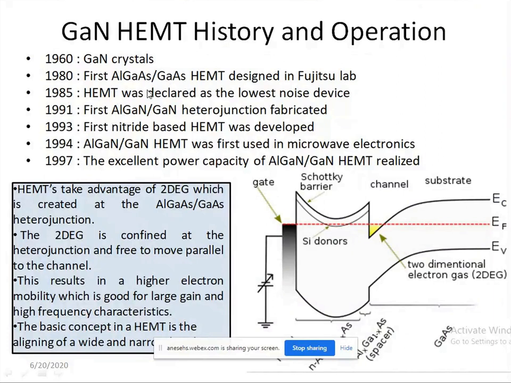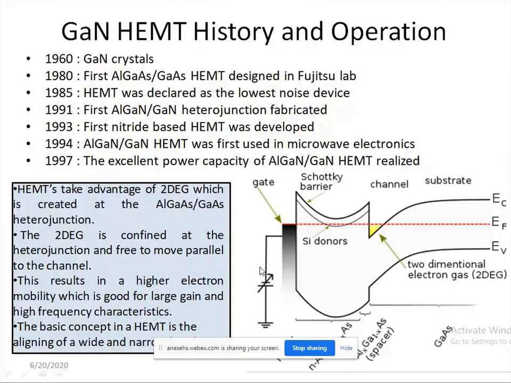Now, HEMT was declared as the lowest noise device in the year 1985. So noise in turn depends on the doping that is used. Like, this is not a device that depends on doping. This is a device that is based on the heterostructure. So as it does not have doping noise, the inherent noise in the device will be very low. Again, the first GaN-AlGaN heterojunction was fabricated in the year 1991, which led to the development of the first HEMT or GaN-based HEMT in the year 1993. Later, this was used in microwave electronics in 1994, and in 1997, the high power capability of these HEMTs was realized.